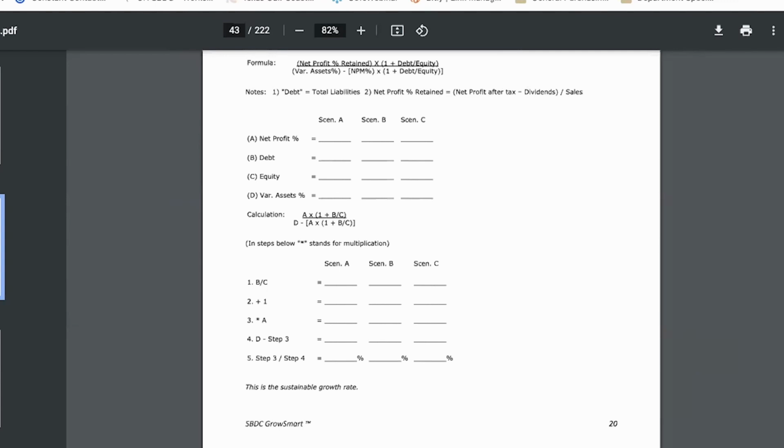We didn't do an example around variable assets, but if instead of 90%, if our variable asset percentage was 95%, what impact would that have on our growth? If variable asset percentage goes up, what happens to our growth rate? It goes down. Very nice. Variable assets are an anchor. Yeah. If our variable asset percentage goes up, our growth rate would go down.